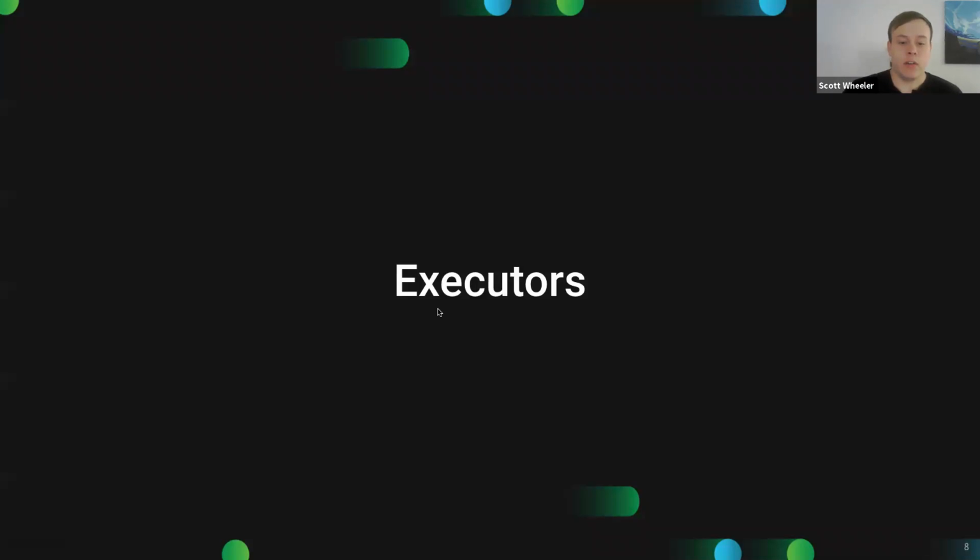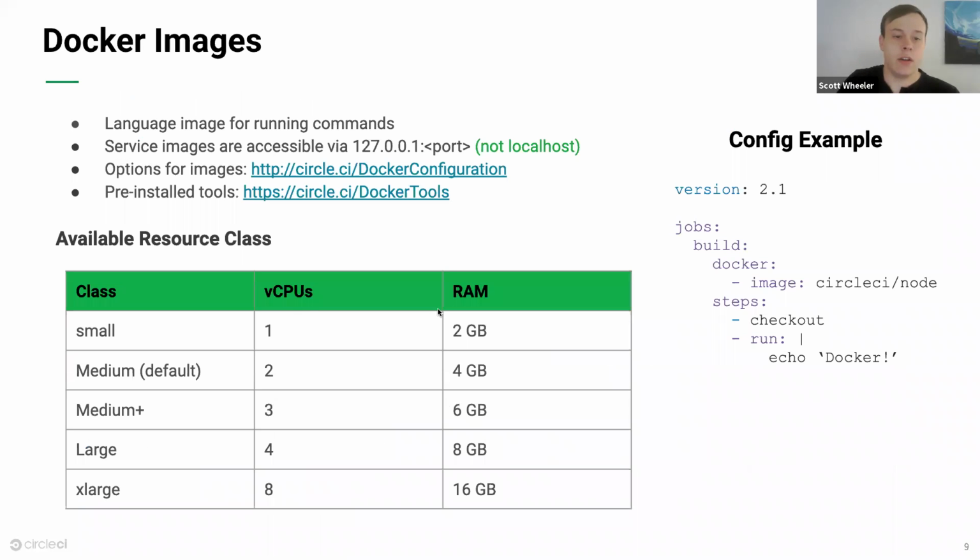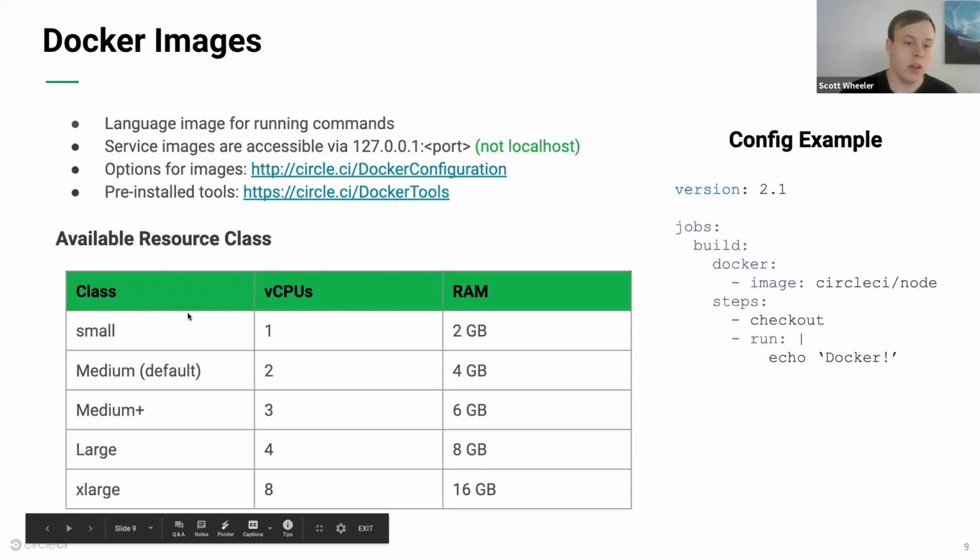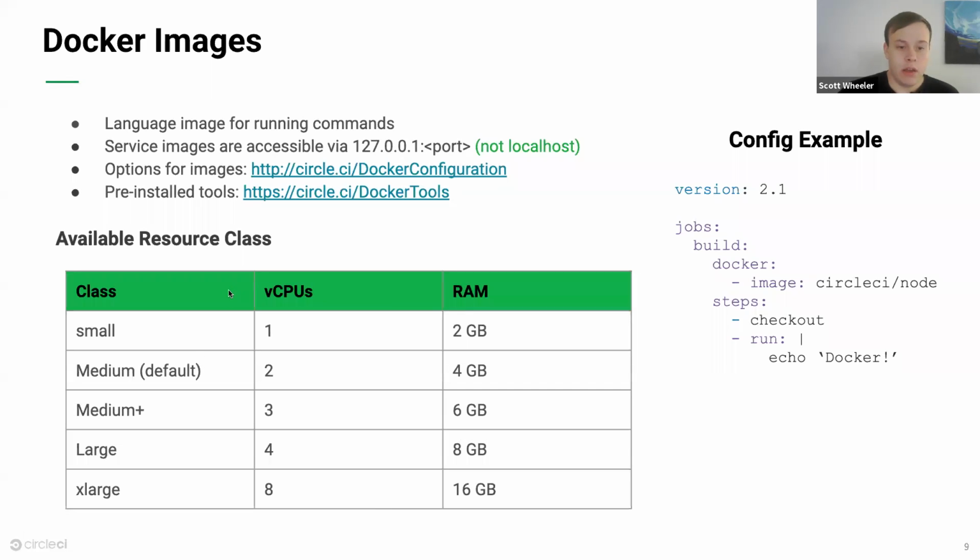All right, moving into executors. First up, we have Docker. For Docker, CircleCI offers a ton of convenience images, which are language specific. Some examples are Ruby, Node, PHP, and Android. There's several different resource class options. Here are the top 5 that cover most use cases: small, medium, medium plus, large, and extra large. If you need more resources than 8 CPU and 16 gigabytes, it's certainly possible. Feel free to reach out to support and we'll be happy to help you out.